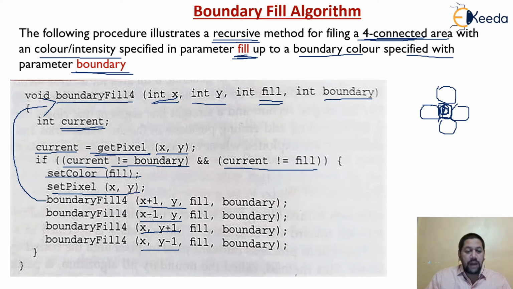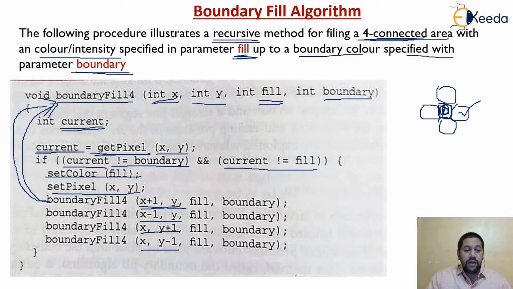Again, what will happen in this case? Suppose I have passed x plus 1 comma y. It is passed recursively to the function, and the current pixel is now x plus 1 comma y. It will get that pixel value and check the color value of this pixel. The color value of this pixel is white. White means it is set to the background color, not the boundary color. Background color is white.